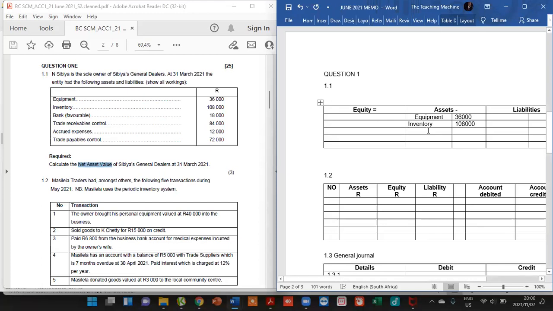And why did they specify that the bank account is favorable? It's because the bank account can also be unfavorable. If the bank account is favorable, it means that the business has sufficient funds. The business's balance is positive.